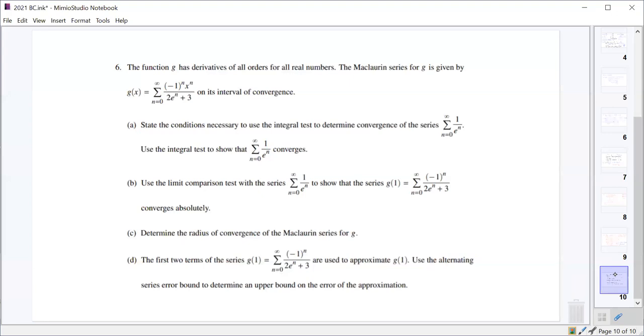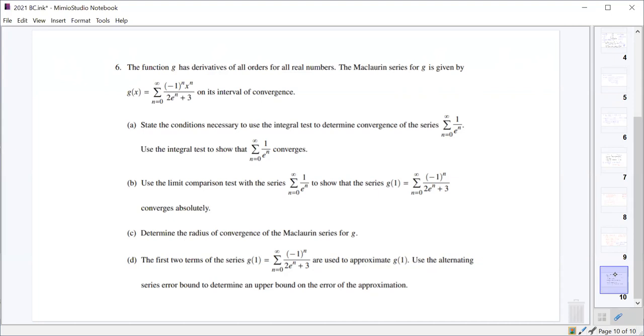First off, they give us this Maclaurin series g of x, and then they don't ask us about it until part C. So we'll do parts A and B without even worrying about g of x. Part A asks us to state the conditions necessary to use the integral test to determine convergence of the series n equals 0 to infinity of 1 over e to the n. And then we'll use the integral test to show that that converges.